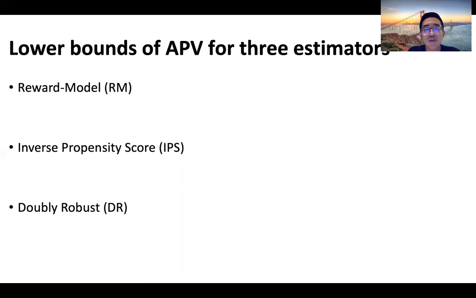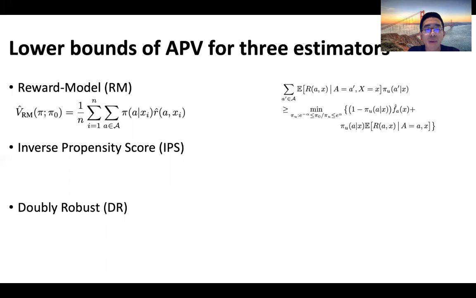Next, we tackle the second issue of the max-min framework: how to solve the max-min optimization problem. We consider three common estimators, that is, the reward model estimator, the inverse propensity score estimator, and the doubly robust estimator. The reward model estimator estimates reward values in all cases and averages them out. We figure out a lower bound of its corresponding value function on the right-hand side. Here we have to skip the derivation due to the time limit. If you are interested, we can talk offline.